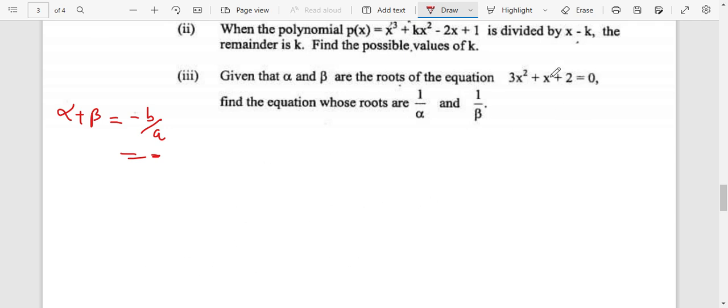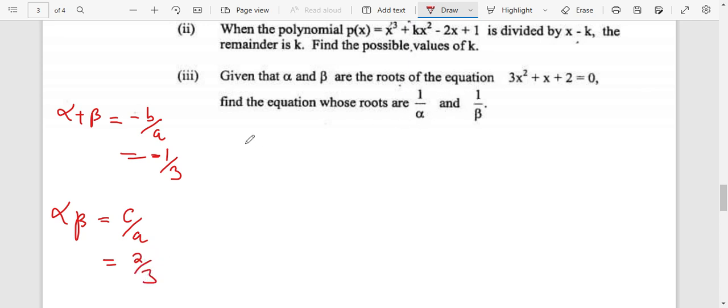Hope you are able to see from the equation what's the value for b? Okay, so that will be negative 1 over 3. And then let's find alpha times beta. Makua, how do you find alpha times beta? Okay, C over A. And C is 2, A is 3.